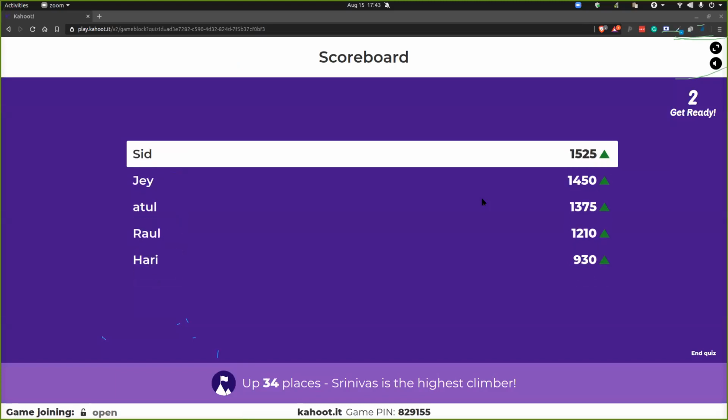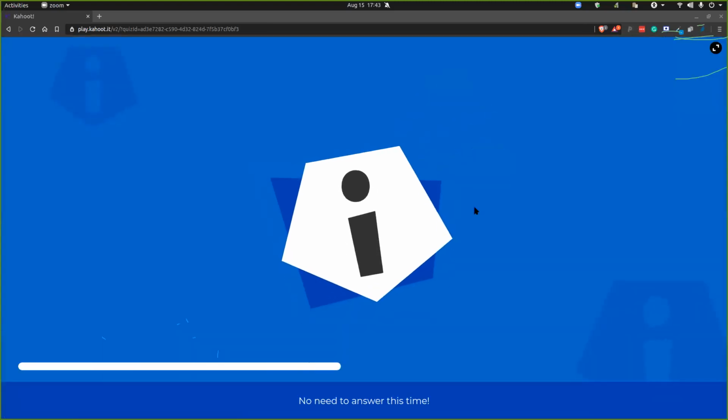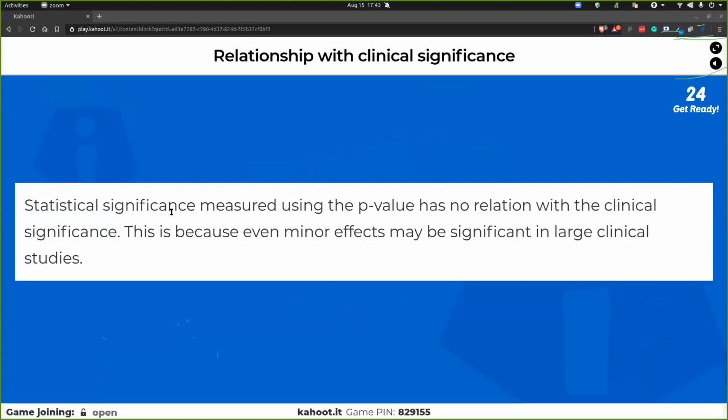6 climbs up. The faster you respond, the more points you get. The reason, of course, is very simple to understand. Statistical significance, when measured using p-value, has no relationship whatsoever with the clinical significance. The reason is p-value can be simply determined by a large clinical study. So if you have a larger sample size, your p-value can be significant. It has nothing to do with your effect size.